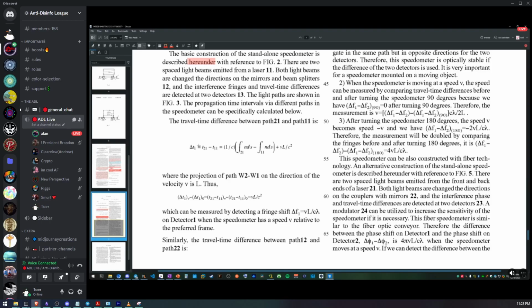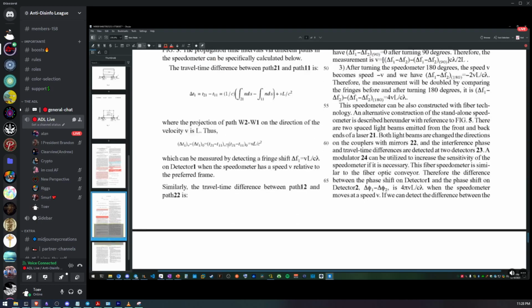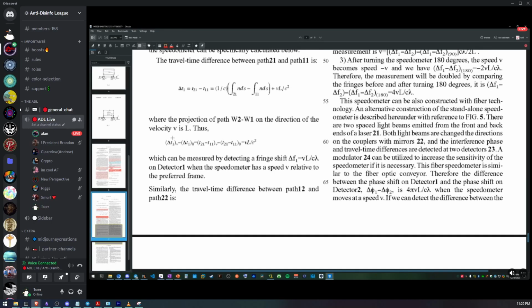I was going to say the change in time is equal to T sub 21 minus T sub 11 equals 1 over C, and then the integral of sub 21 ND S minus the integral of sub 11 ND. I don't know what these are. But where the projection of the path W2, W1 on the direction of the velocity V is L, thus delta T, or is that delta, right? Yeah, delta T sub 1.